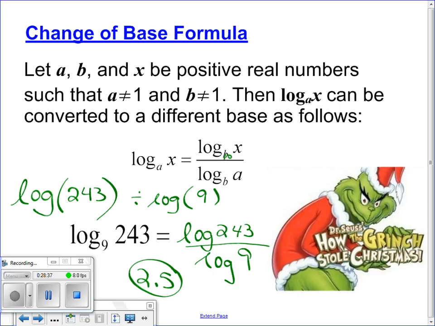Time out. Take it back a step, guys. You didn't get 2.5? Yeah, you should get 2.5. Then I said, check this, because this is asking you 9 to what power equals 243. So we checked it. If you type in 9 to the 2.5 power, you do get 243. It works. I'm just proving to you that the change of base formula works.